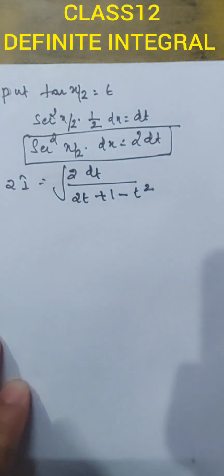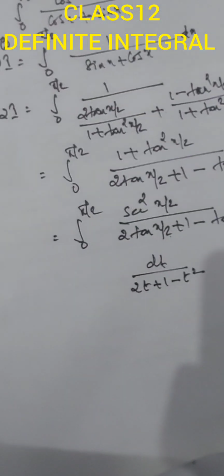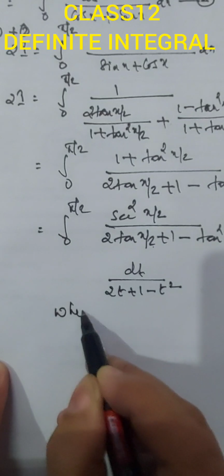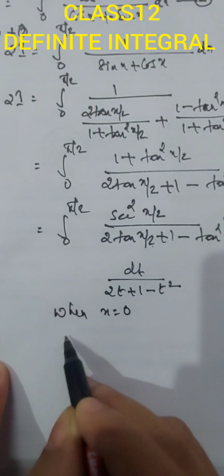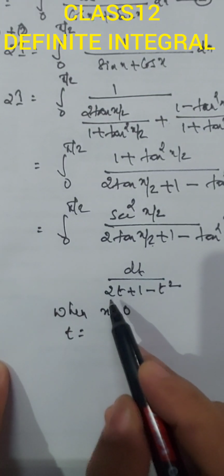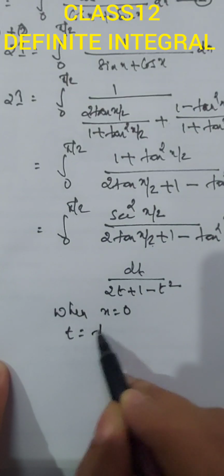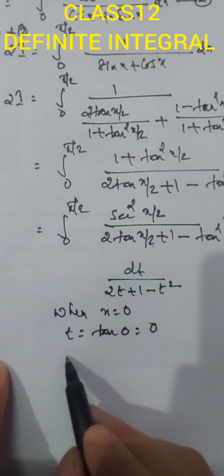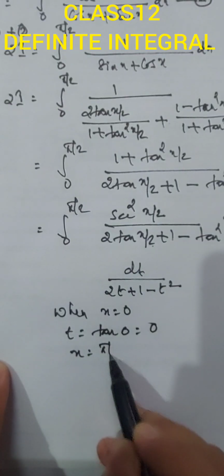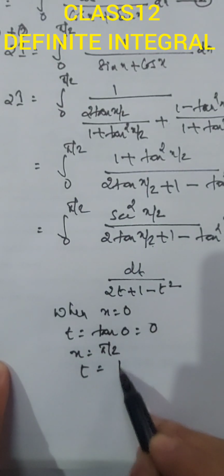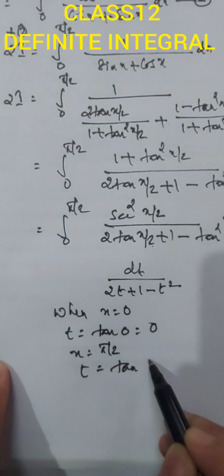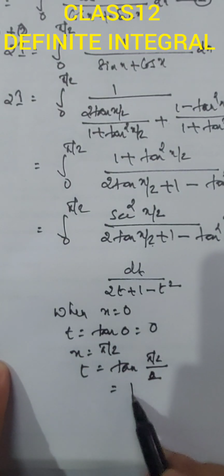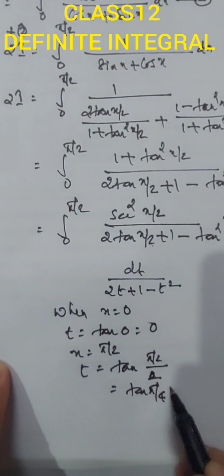Now what will be the limit? Our old limit was 0 to pi by 2. When x is equal to 0, t will be equal to, we have substituted tan x by 2 as t, so tan 0 is 0, and t will also be 0. And when x is equal to pi by 2, t will be tan of x by 2, that is pi by 2 divided by 2. It will be tan pi by 4, that is equal to 1.